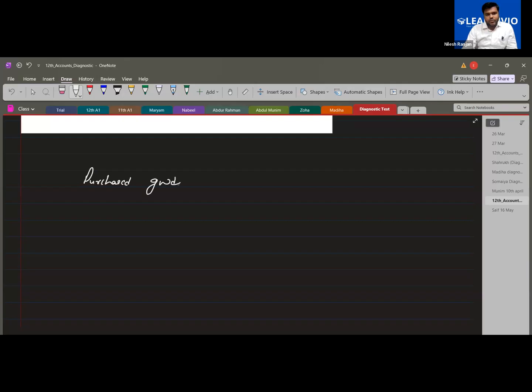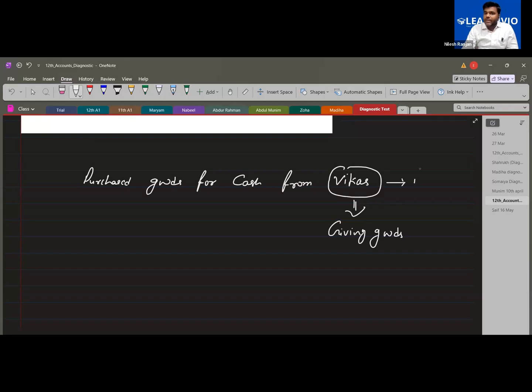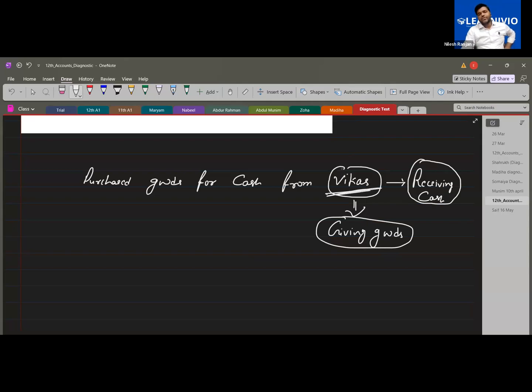Purchased goods for cash from Vikas. Now in this transaction, Vikas is giving goods and he is receiving cash. So it is a two-side transaction. Means he is giving goods and he is receiving cash. So there is nothing on credit here. We don't have to remember his name. In a cash transaction, name is not important.